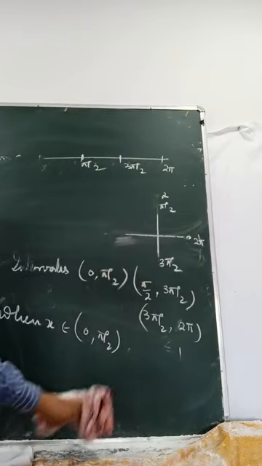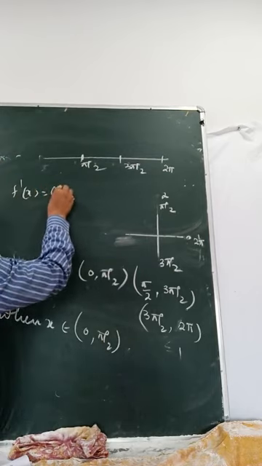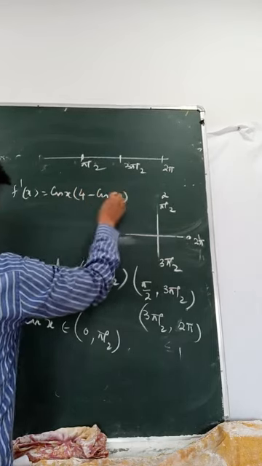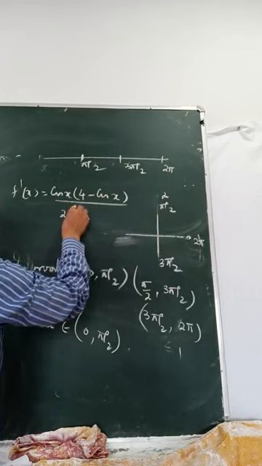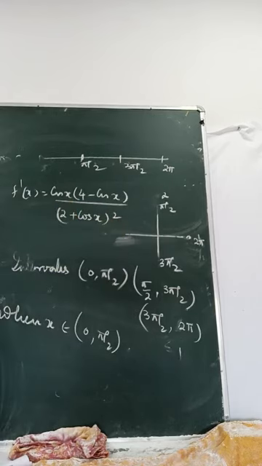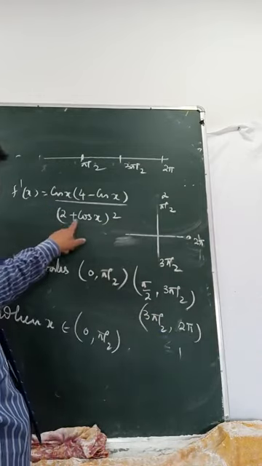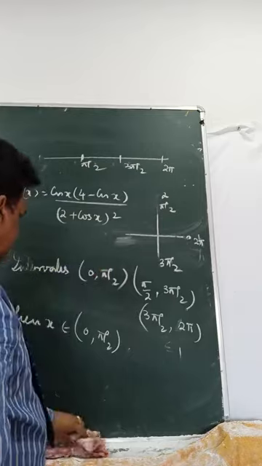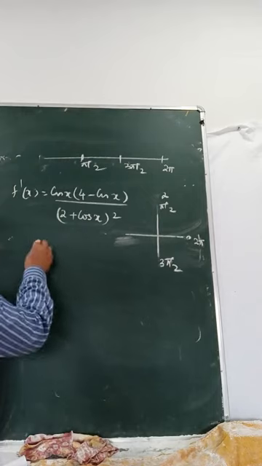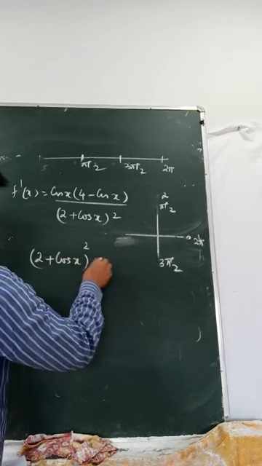What is your f dash x? Your f dash x is cos x (4 minus cos x) divided by (2 plus cos x) whole square. For all the three parts we will have a common answer. This is always greater than 0. (2 plus cos x) whole square is always greater than 0.